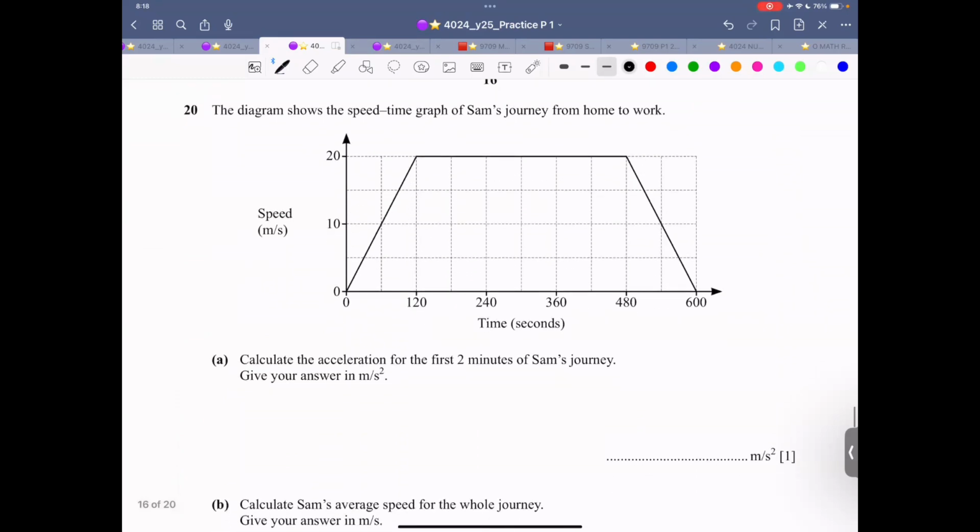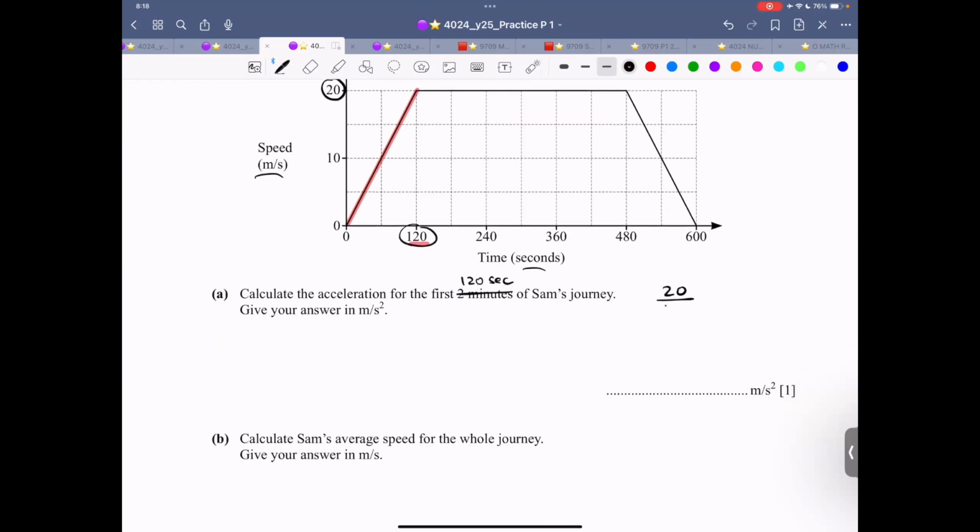Let's move on. Kinematics. The diagram shows the speed time graph. Always double check the units, meter per second, second, everything is balanced. Calculate the acceleration for the first 2 minutes of Sam's journey. 2 minutes is 120 seconds. What is the change in y? 20. What is the change in x? 120. So that is 20 over 120, that is 2 over 12, that is 1 over 6. So this is 1 over 6 meter per second square.